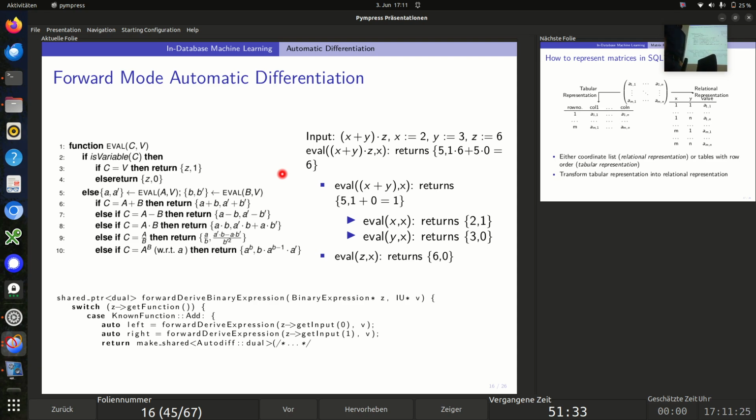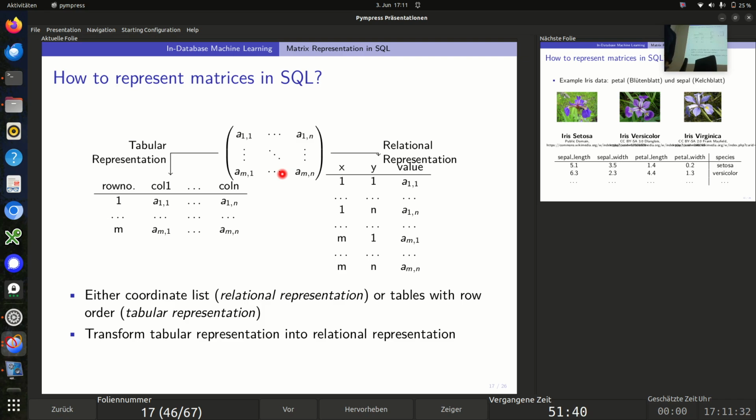If it's not the case, I will show you how you can represent matrices in SQL. The idea was, okay, I have my matrix, which normally would look like this. And then how can I implement it as a database table, either each line by line? So here you have the row number, and here the column number, and here you have the values. And instead you can have a coordinate relational representation.